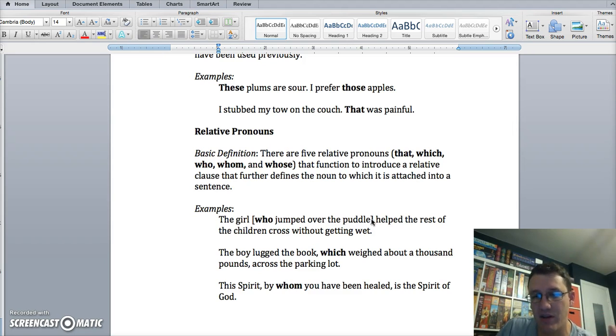So there, have been healed is the verb, and by whom is the indirect object of the sentence. And so it needs to be whom because it's not functioning as the subject of that clause. That's probably going to be confusing for you, but that is technically how the rule works.